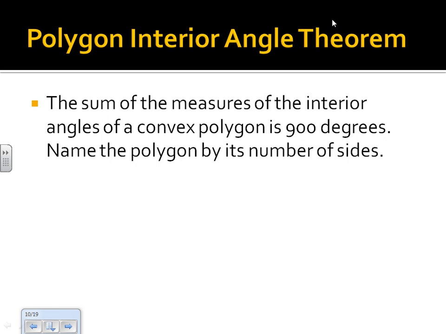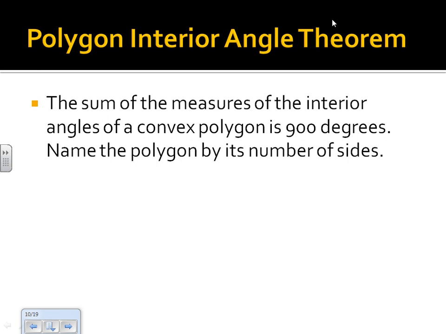Now, moving on. The sum of the measures of the interior angles of a convex polygon is 900 degrees. Name the polygon by its number of sides. It's not a 900-gon, because it says 900 degrees, not 900 sides. So we're going to use the same formula, but now we're going to use it backwards, okay?